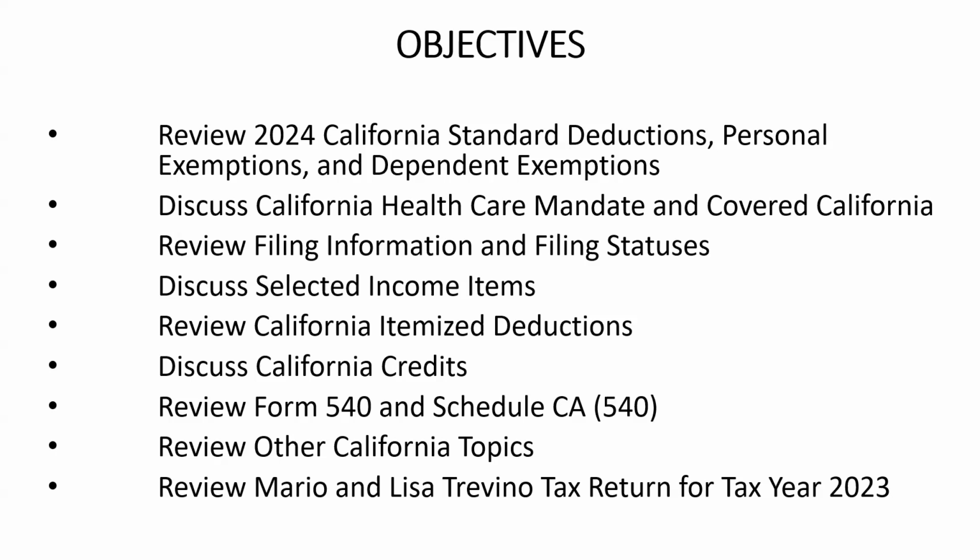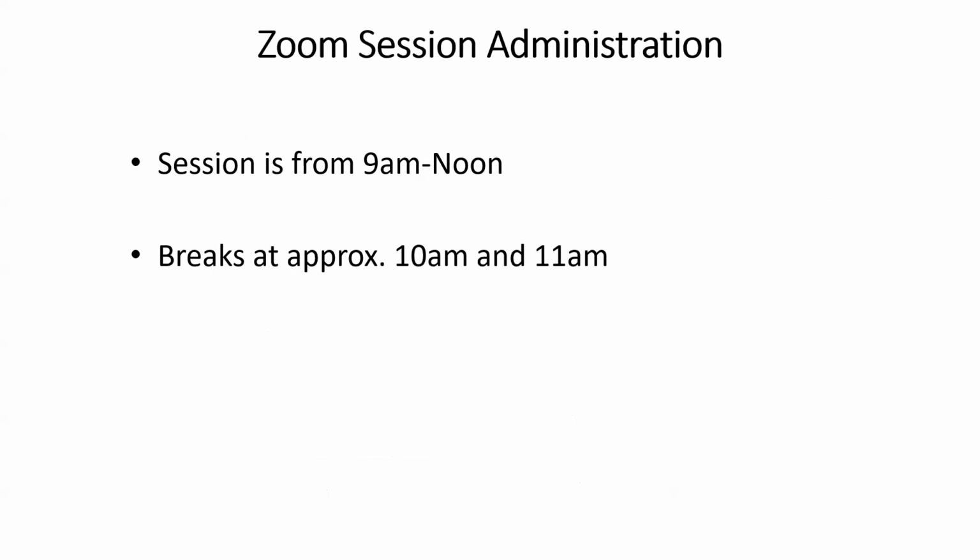I did check yesterday, I checked earlier this week, I checked this morning, and the Link and Learn for tax year 2024 is only showing the federal return. And so if you want to prepare a California state return with Link and Learn, right now your only game in town is going to be the tax year 2023. Don't know when the IRS is going to have that ready to go, but I would imagine pretty quick. All right, our Zoom session today will go to noon and we'll take breaks at approximately 10 and 11 o'clock.